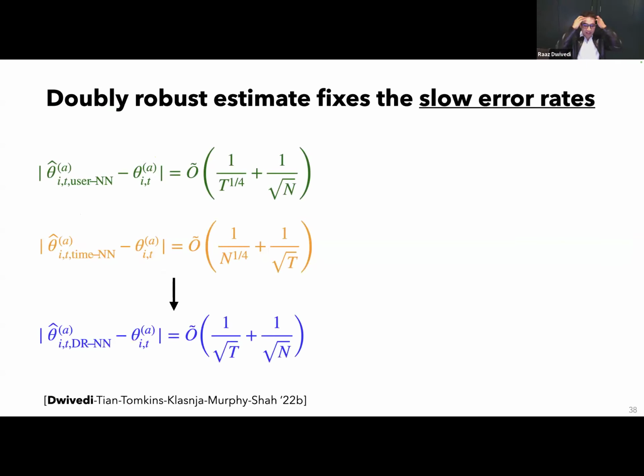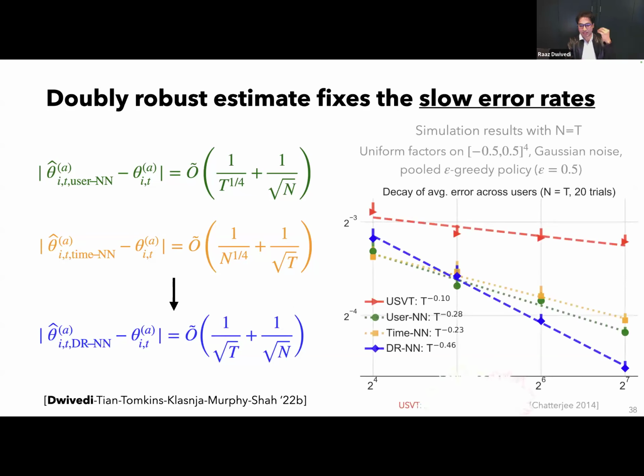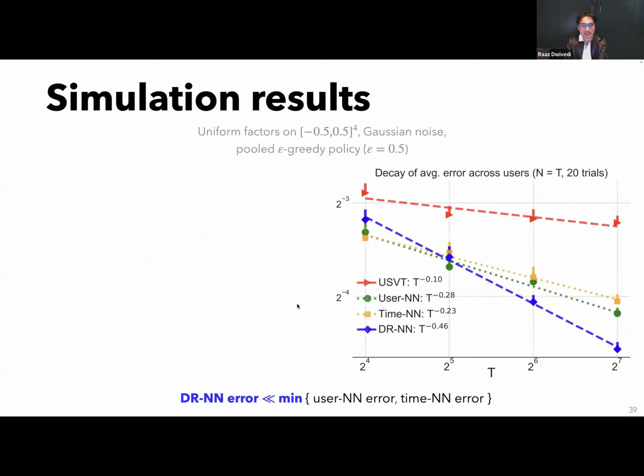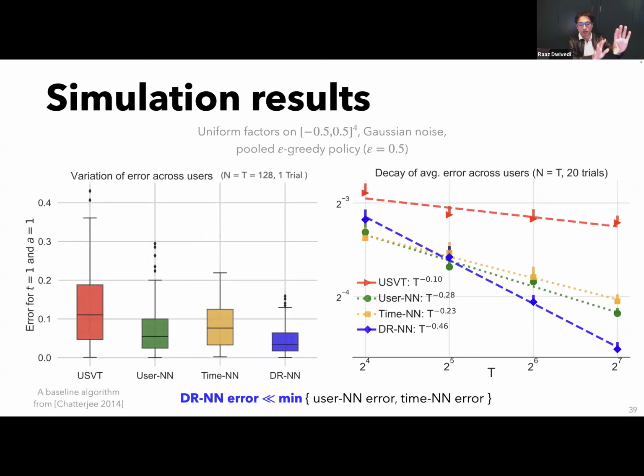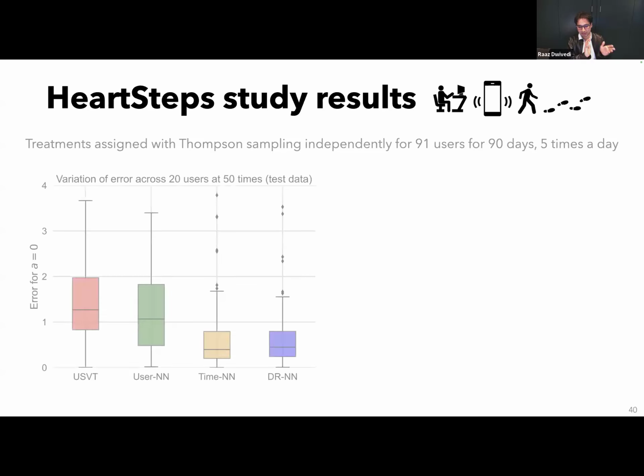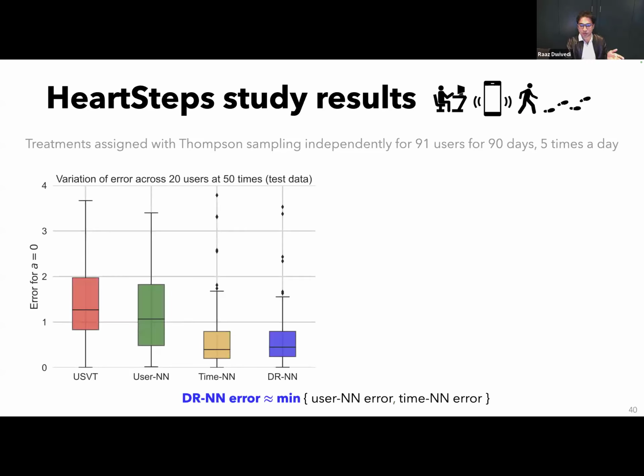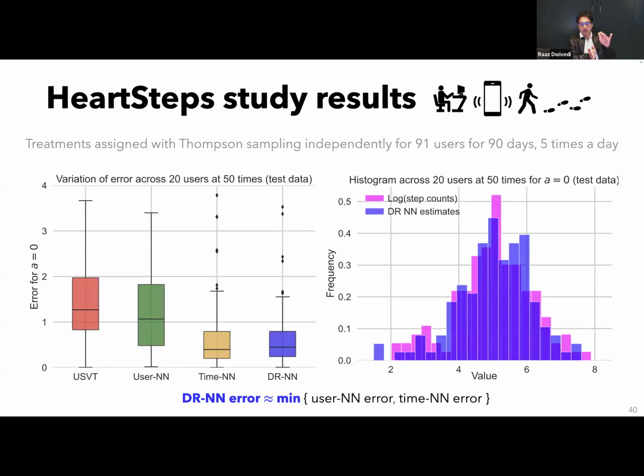And this does fix the error rates. Under the intersection of assumptions, you can show that the rates are 1 over root T plus 1 over root M. And again, for the experiments we showed, you do see empirically the same, better error rate. And just in the interest of time, if you look at estimates from a particular trial, you see that the box plot of errors is smaller for doubly robust nearest neighbors and is better than both of them. In practice, although it might happen that one of the two sets of neighbors does not provide a good estimate, the job of DRNN would be to adapt to the better of the two.